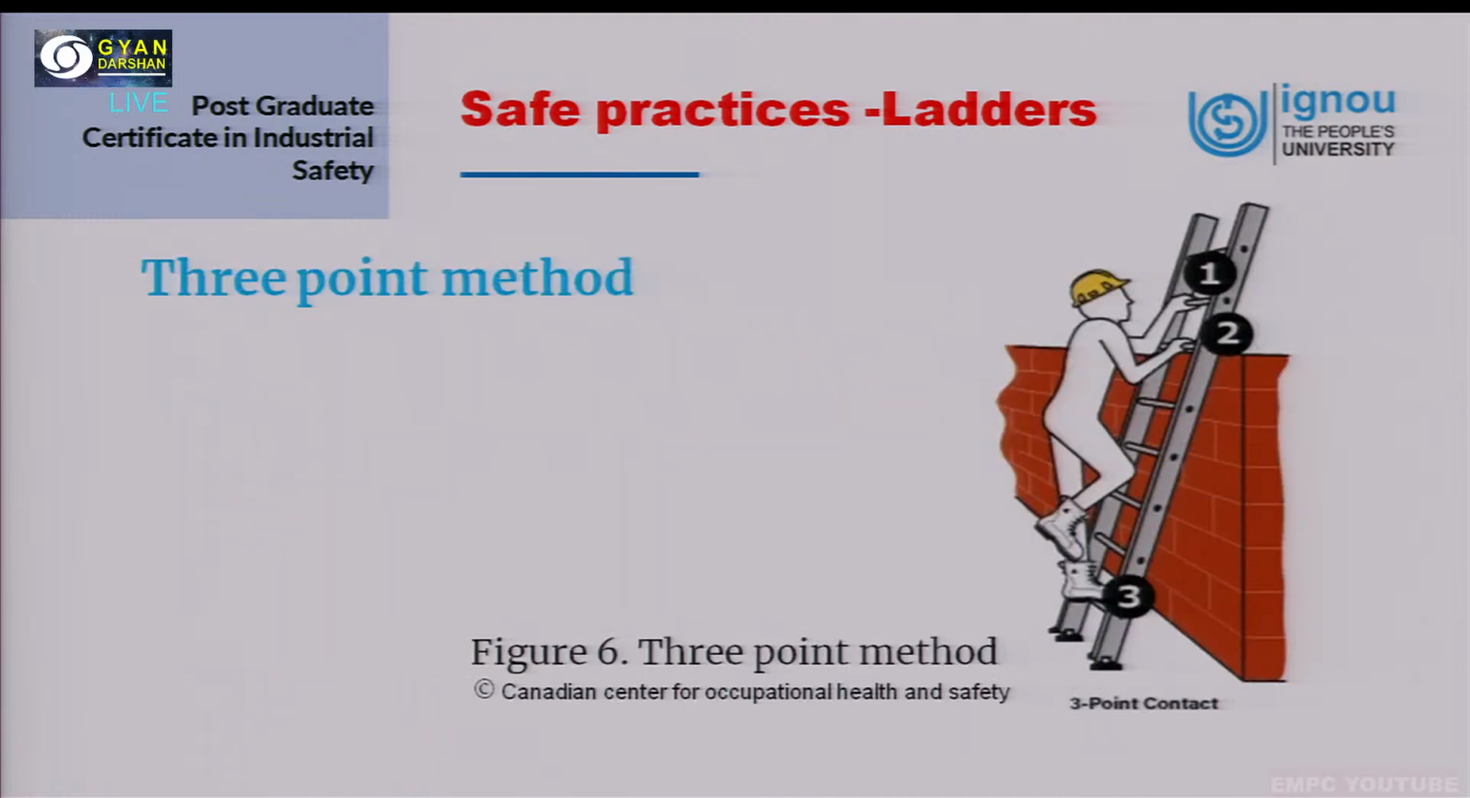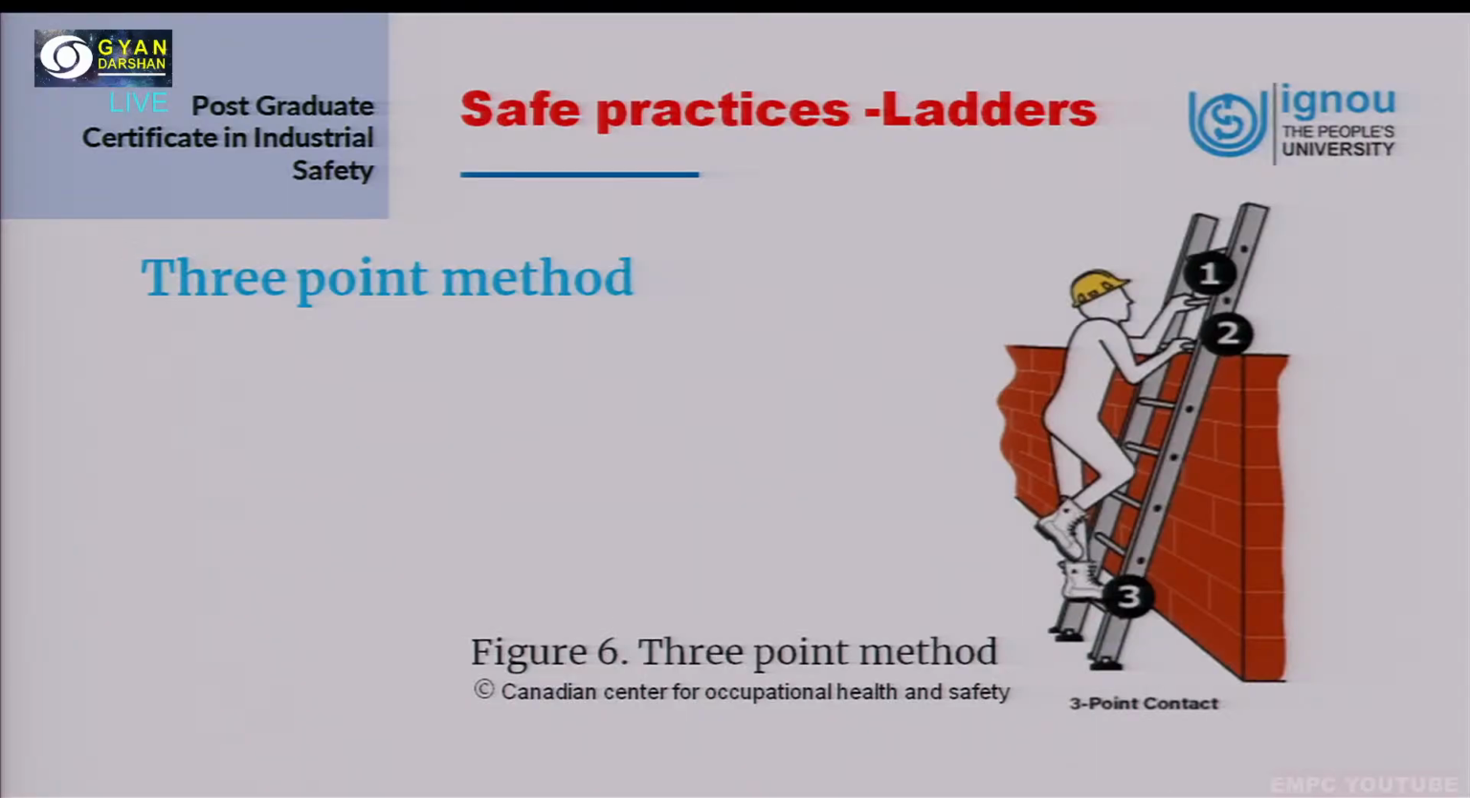Now, the next safety practices. Whenever we climb and come down from a ladder, there is a method called the 3-point method that we have to make sure. Now, the 3-point method is easy. Probably from the term itself, you would understand that it requires 3 points of contact whenever a person is climbing or descending the ladder, which means either 2 hands and 1 foot should be touching the ladder, or 2 feet and 1 hand should be touching the ladder, during the time of ascending and descending.